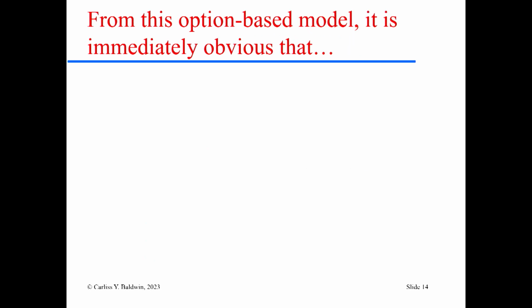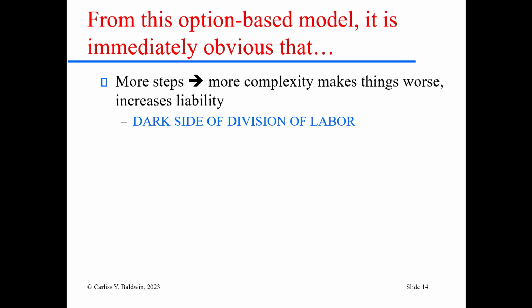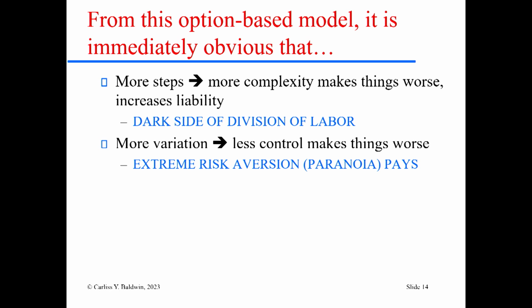From this option-based model, it's immediately obvious, if you recall the formula on the previous page, more steps mean more complexity, make things worse, and increases this liability, if you don't do anything about it. That's the dark side of the division of labor. More variation means less control. There's more spread for the minimum to be more minimal. And so you have less control and that makes things worse.